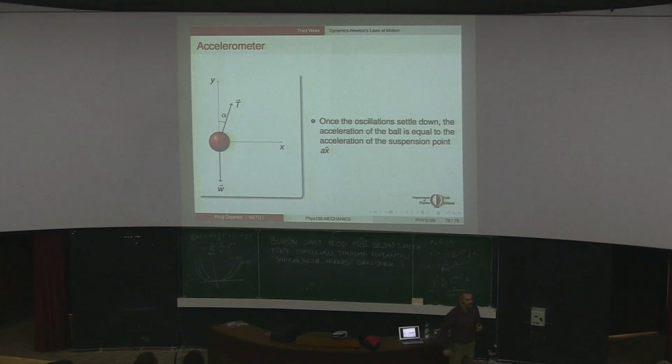As with all of these problems, first draw the free body diagram. This is my free body diagram. The Y is the vertical and the X is the horizontal. My acceleration, I'm assuming that it is in the positive X direction. And there are two forces acting on it, the weight and the tension. Those are the only forces acting on my object. The acceleration vector is given by this.